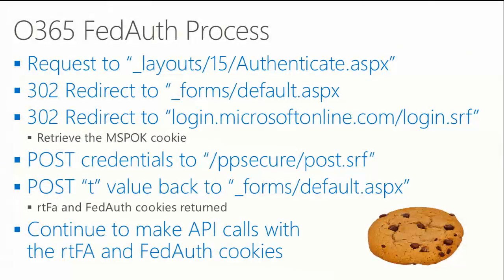So this is authenticate.spx. It's going to do a redirect. You're going to get a redirection to logon.microsoft.com/login.srf. You're going to get an MSPOK value. You have to take that and post it to the post.srf. That gives you back a T value that I was just talking about. And then you post that back to where you wanted to go, and then you get your RTFA and your FedAuth cookie. Once you have that, you can make whatever API calls you want to O365.